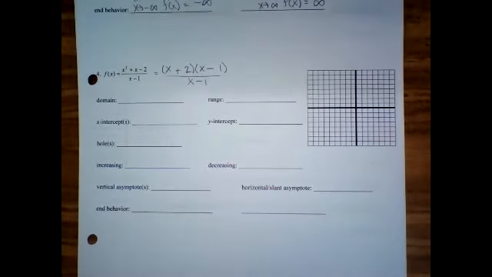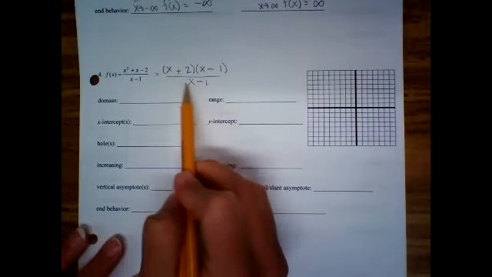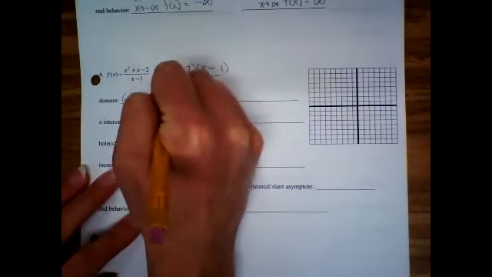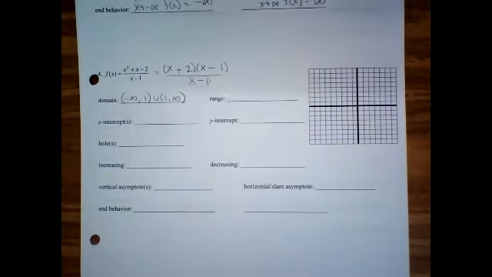So who is not invited to the domain party? Who is getting kicked out here? 1. 1 is a troublemaker. Kick him out. Silly 1, making a 0 denominator.